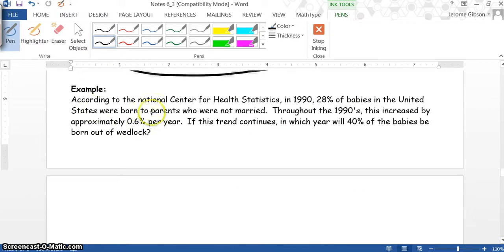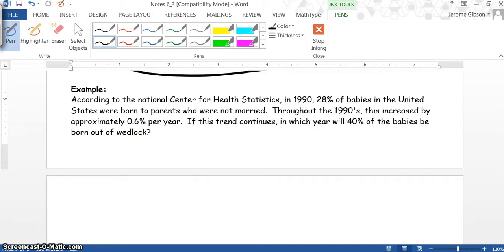Now for example, according to the National Center for Health Statistics, in 1990, 28% of babies in the United States were born to parents who were not married. Throughout the 90s, this increased by approximately 0.6% per year. If this trend continues, in which year will 40% of the babies be born out of wedlock?